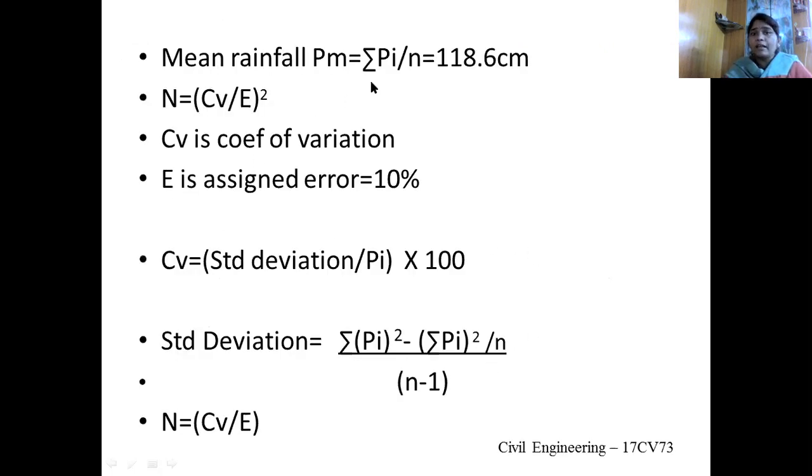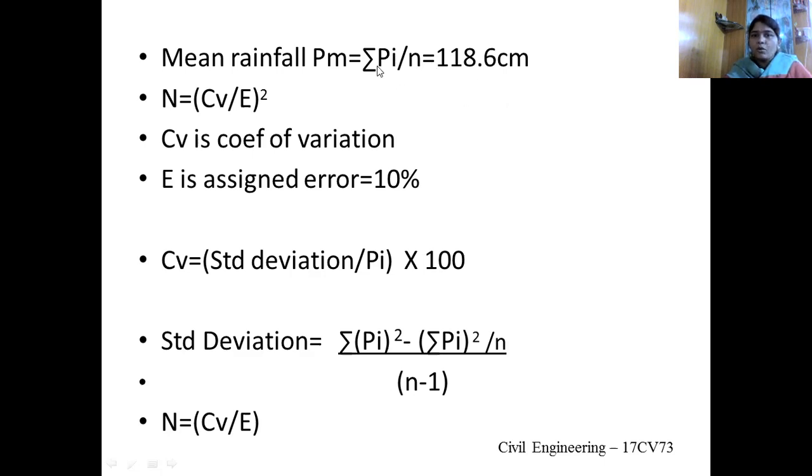So mean rainfall directly you can calculate, that is summation Pi by N. You add up all the precipitation values, you get 118.6 centimeter as summation Pi. Then N is equal to CV by E, where CV is coefficient of variation, E is percentage of error, which is assigned there, 10%. CV is standard deviation divided by mean Pi into 100. What is standard deviation? How do you calculate? Each precipitation value Pi will be squared, and sum of Pi, that is this 118.